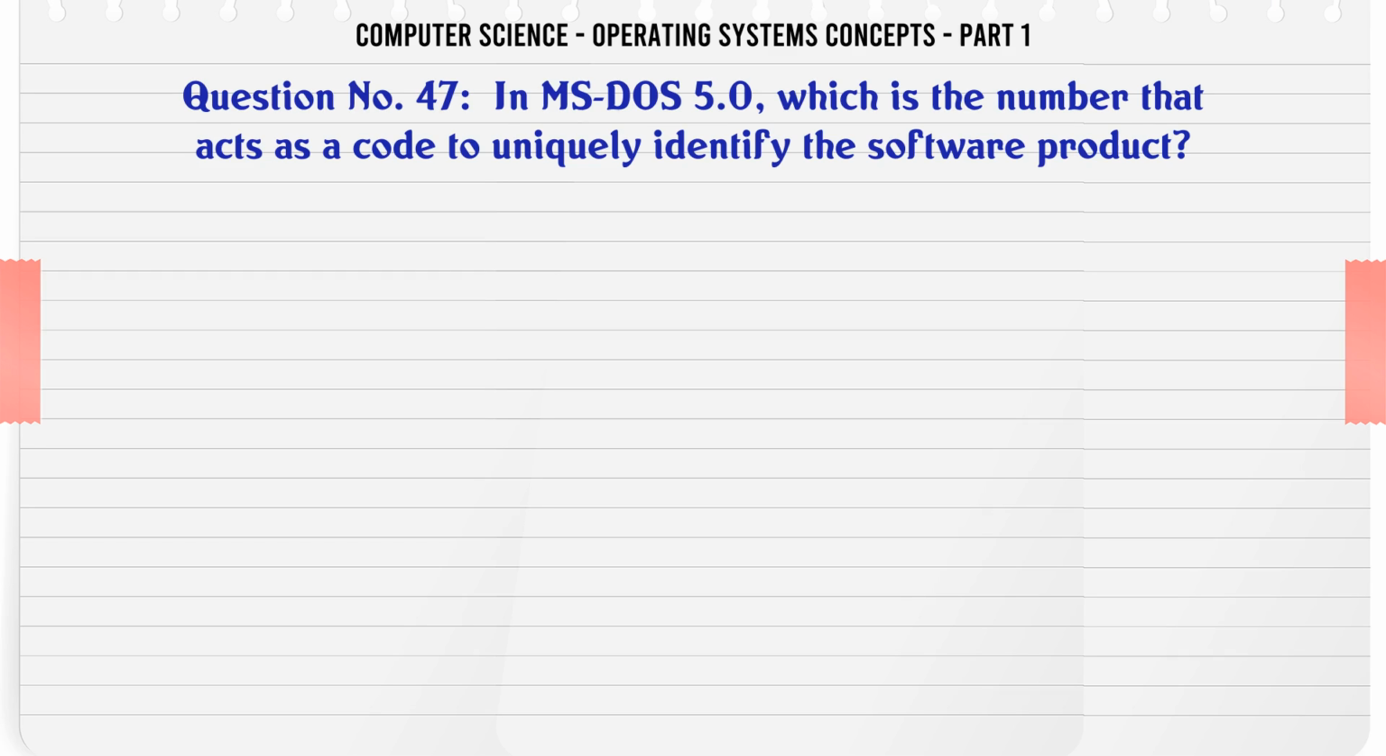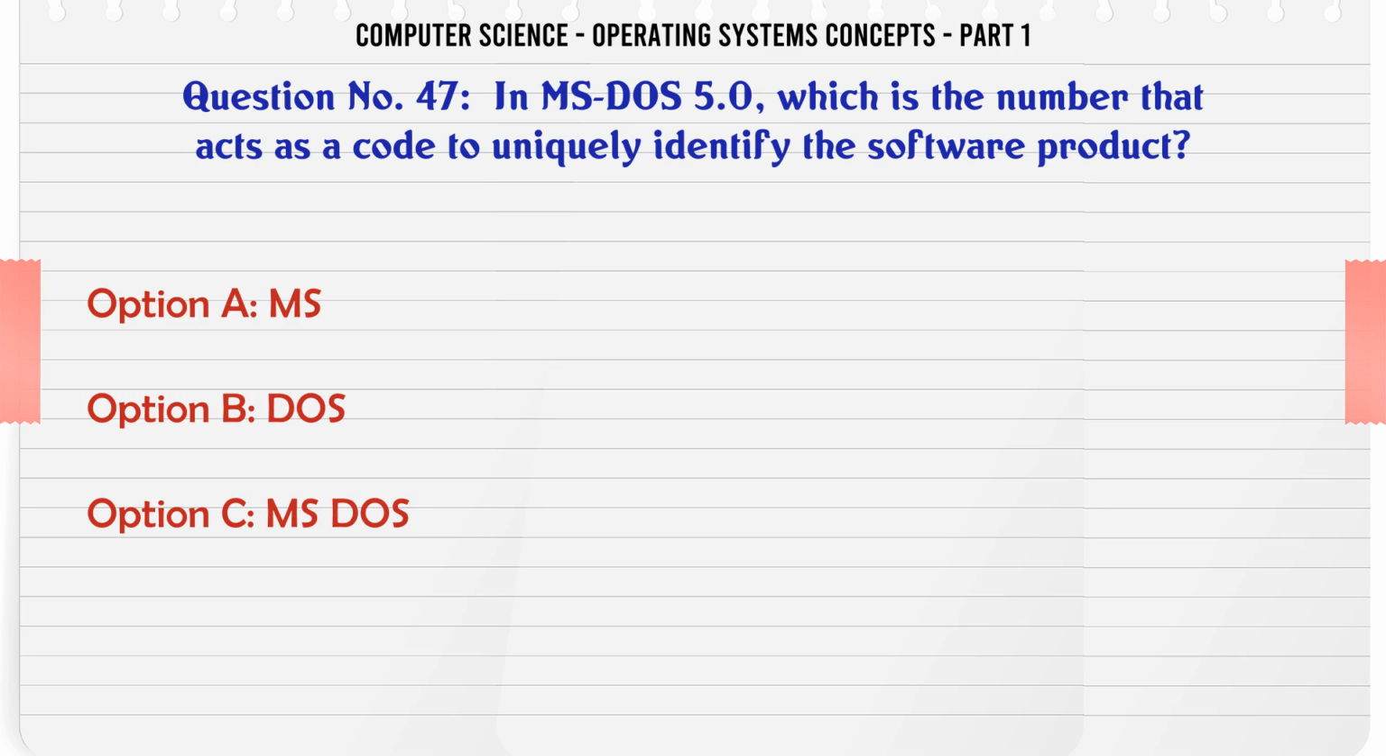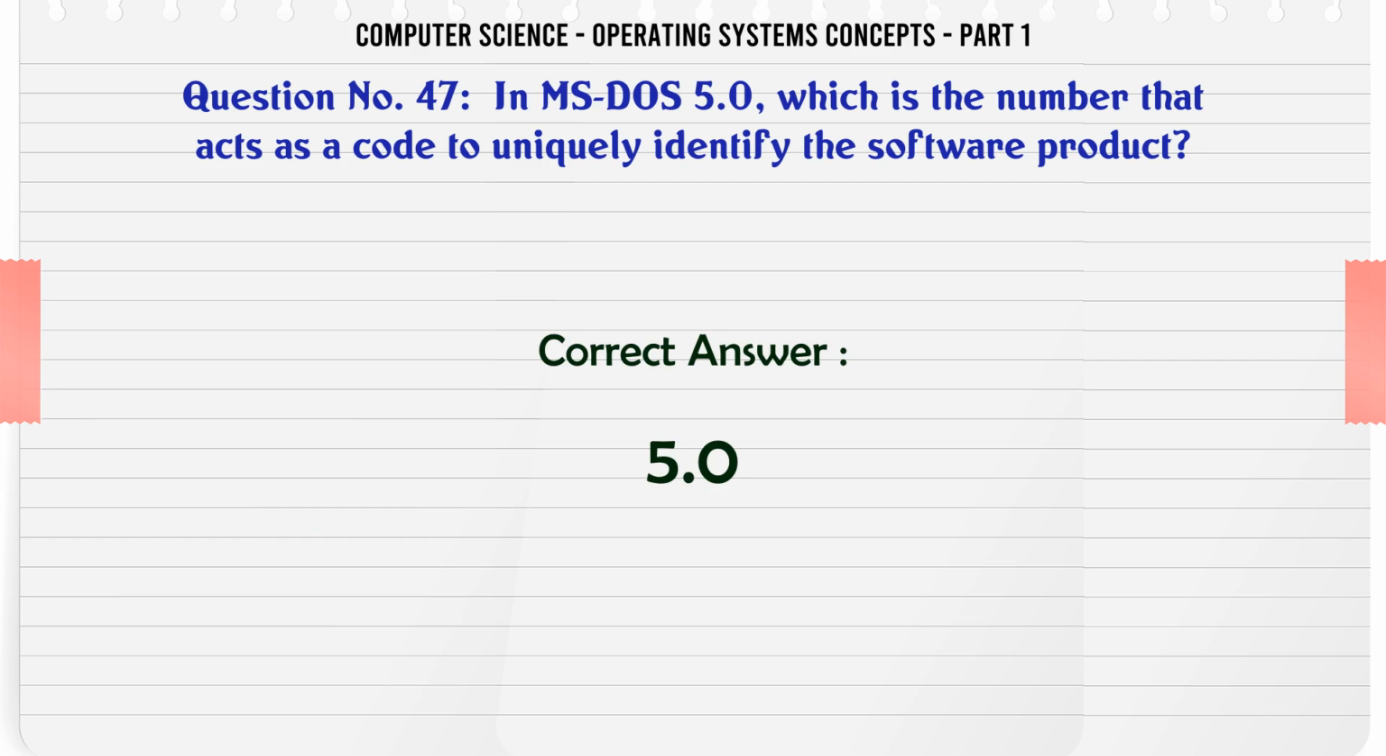In MS-DOS 5.0, which is the number that acts as a code to uniquely identify the software product? A. MS. B. DOS. C. MS-DOS. D. 5.0. The correct answer is 5.0.